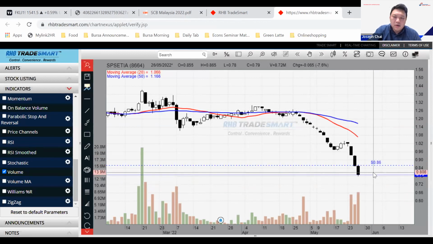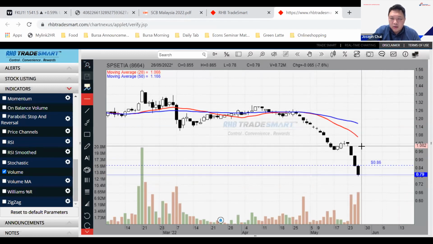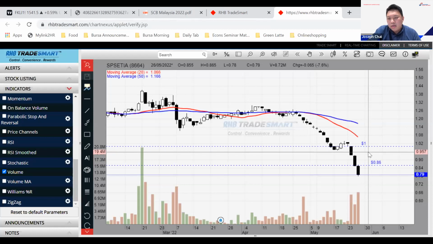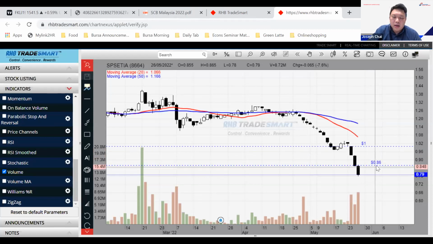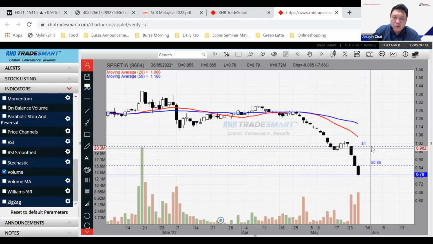So for SP Setia, to me, the R3 could be 86 cents. It could also be somewhere around, because it's a high volume, right? It can be 1 ringgit. So for me, if SP Setia breaks 86 cents, then I'll have first position. If it breaks 1 ringgit, then I'll have my second position, right? So in between now and then, I'll look for my R1 and R2, right? So that's what I'll do. I'll look for these two levels, right?